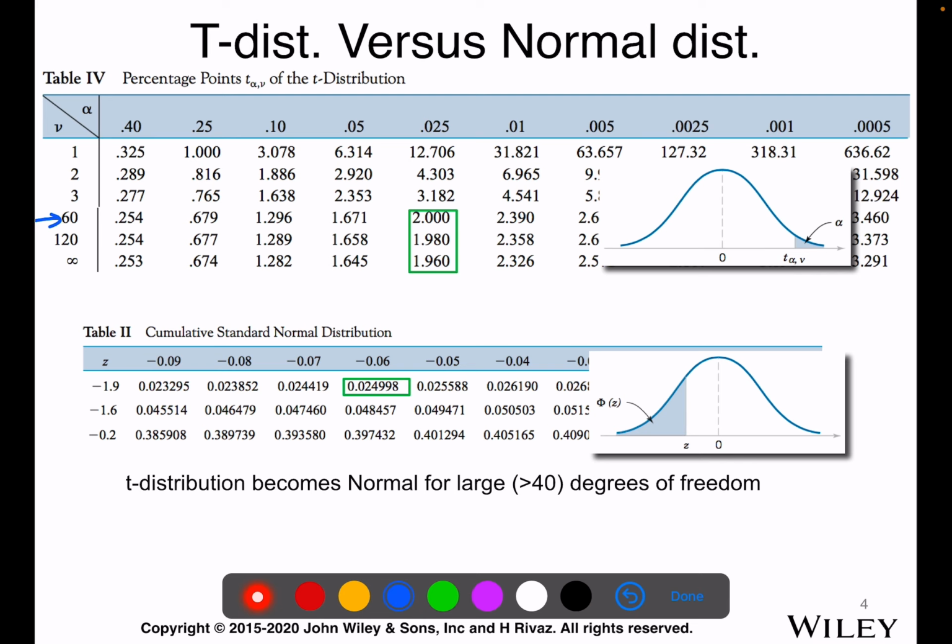basically the t-value here is 2, right? So that means that if I have a t-distribution with n equal to 61, then this is 0, this is 2, then this area under the curve, what is this area? 0.025, right? It is basically this number here.